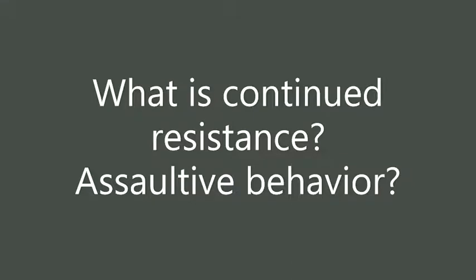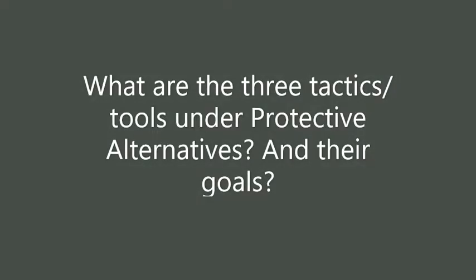What is continued resistance? Maintaining a level of counteractive behavior that is not controlled by an officer's current efforts. What is assaultive behavior? Direct actions or conduct that generate bodily harm. What are the 3 tactics and tools under protective alternatives? Active countermeasures, to create dysfunction; incapacitating techniques, to cause immediate temporary cessation of violent behavior; and intermediate weapons, to impede.